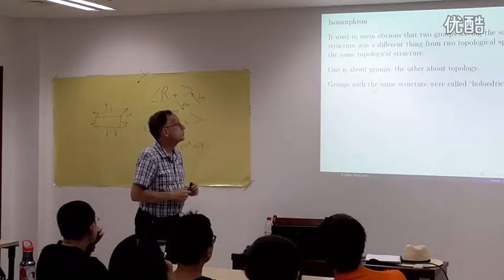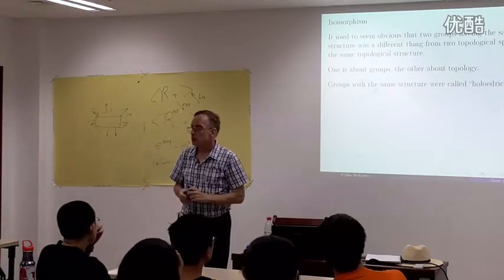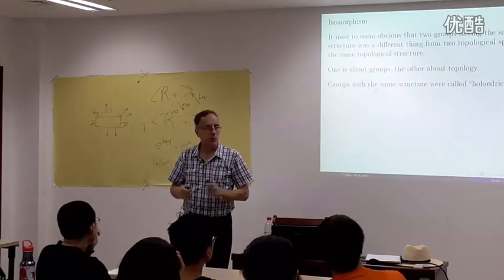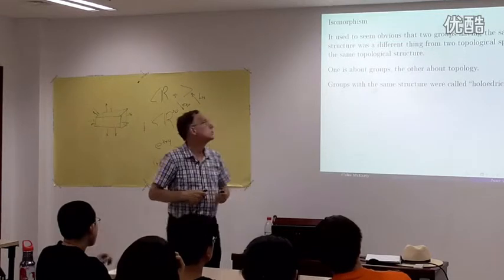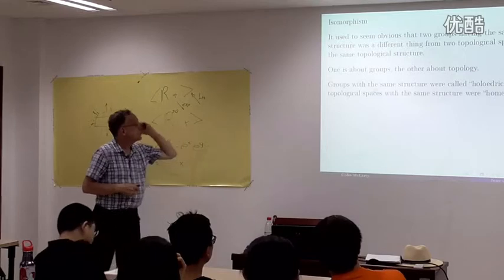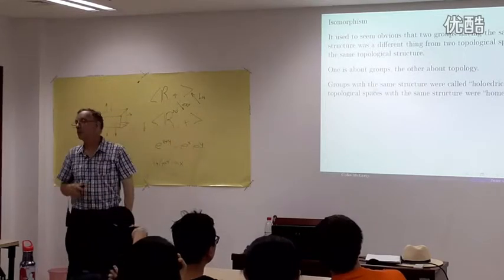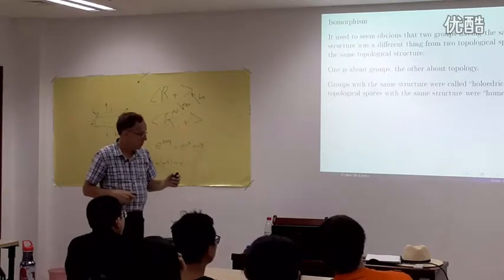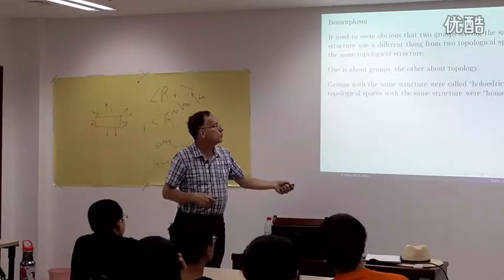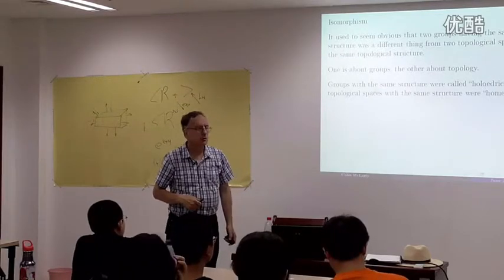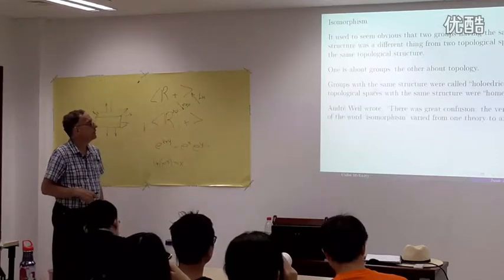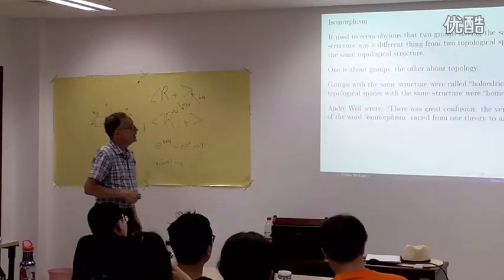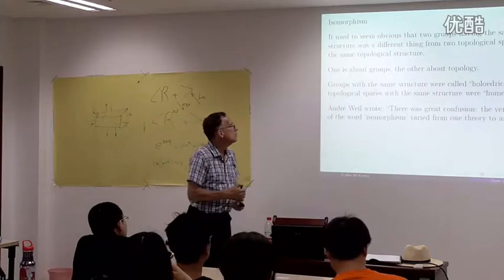Groups with the same structure were called holoedric at one point. Two groups are holoedric if they have the same group structure. Topological spaces with the same structure were called homeomorphic. Morphe there means shape, same shape. Topological spaces were called homeomorphic.